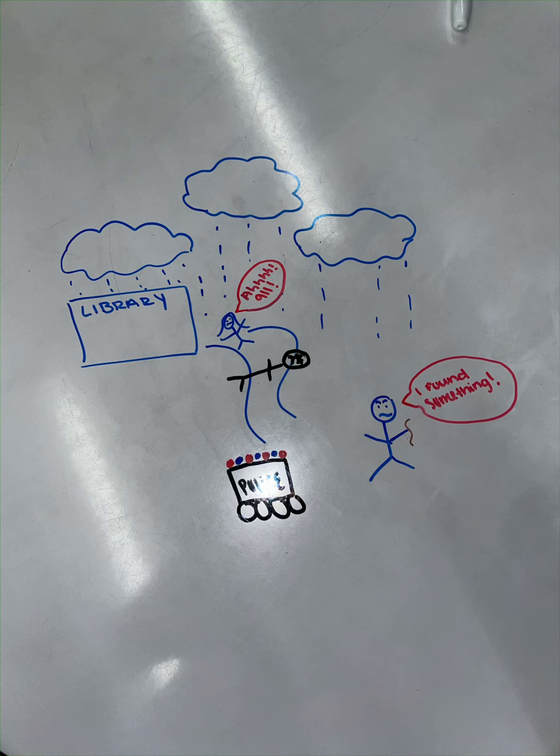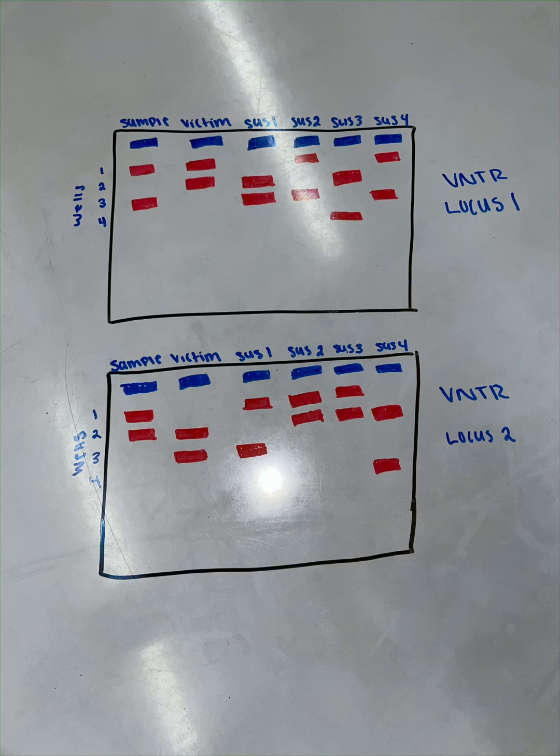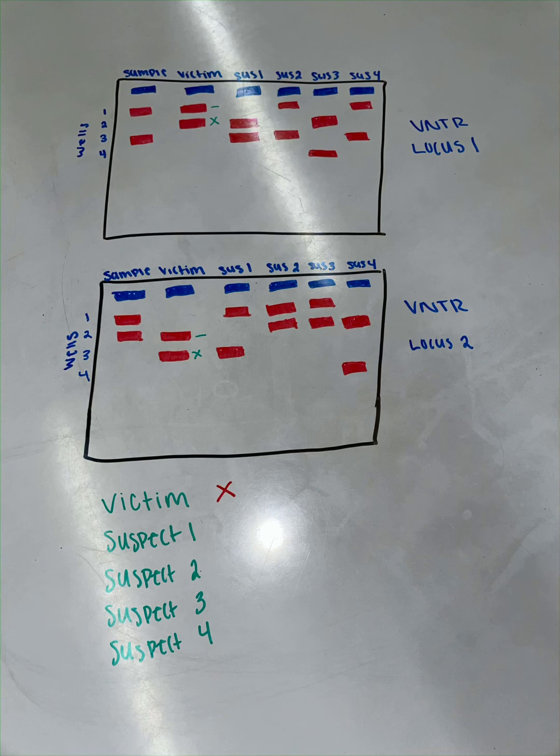The police had CSI on the scene to look for any DNA evidence that might help the police find the killer. A hair was left behind at the scene and a gel electrophoresis was run at 2 different loci. The police also ran the gel electrophoresis with the DNA from the victim and 4 different suspects. These are the results. To determine who the hair belongs to, we can start by comparing the sample bands to the victim and 4 suspects at VNTR locus 1 and 2.